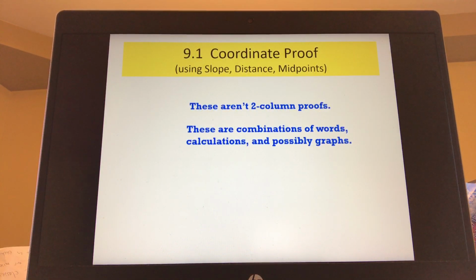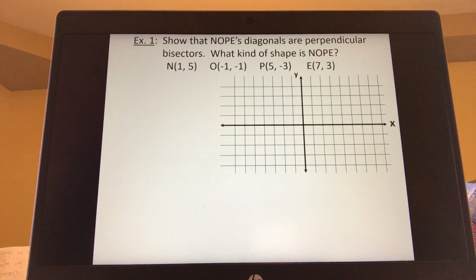Generally speaking, a coordinate proof is a combination of words, calculations, and often words explaining the calculations and the conclusions from the calculations, and possibly could be graphs. You might be making a sketch of a graph to support your calculation, your words. The graph doesn't have to be there, but it often is, because it's a coordinate proof. It's on a coordinate plane. So just to clarify that, that's an important detail to be aware of. I'm going to come back in the second part and actually get into example 1 here if you haven't done it yet.